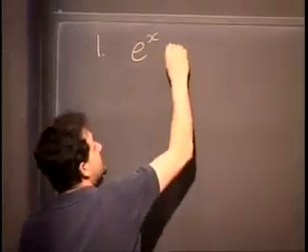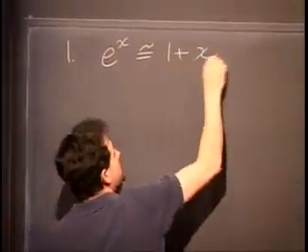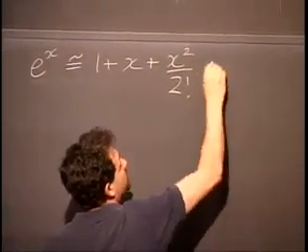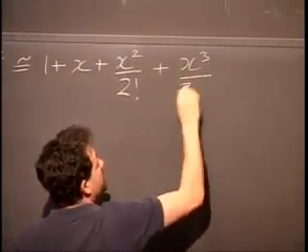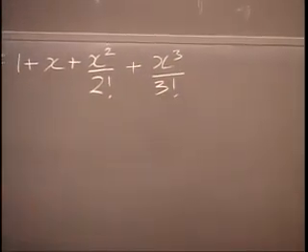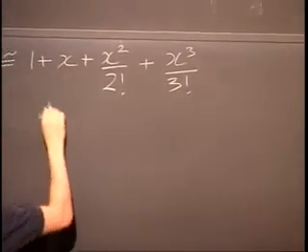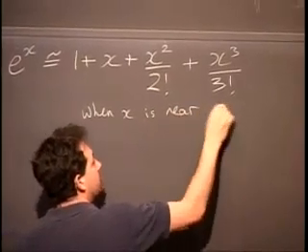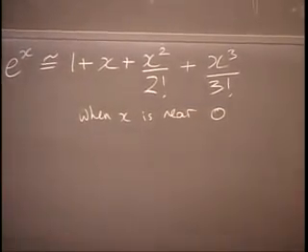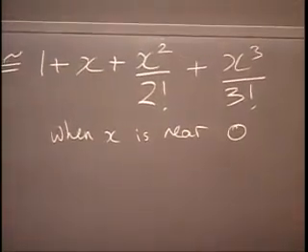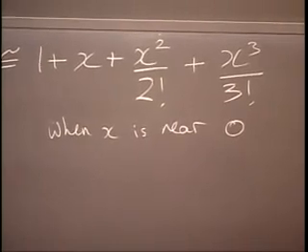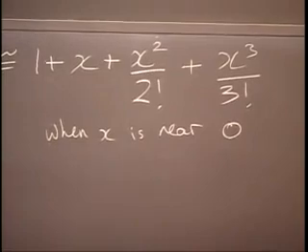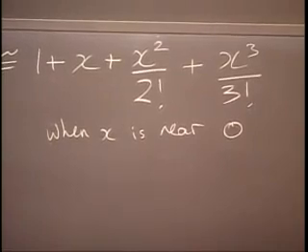So the first thing that I had written up was something like this. e to the x is approximately equal to 1 plus x plus x squared over 2 factorial plus x cubed over 3 factorial. I said this is true when x is near 0. When x equals 0, then both sides equal 1, and it's not even an approximation, it's perfect. But when x is a small number, positive or negative, but something close to 0, then this is an approximation.